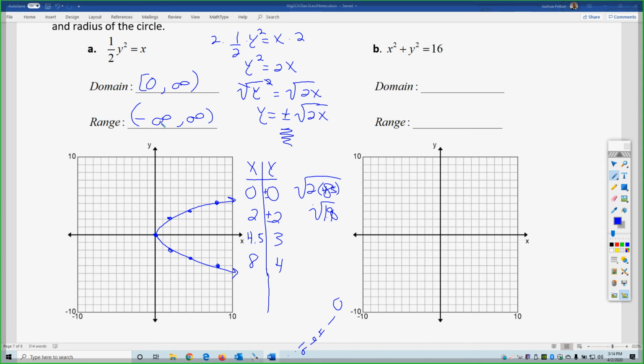The next one, if you have two squares, it's going to be a circle or an ellipse. In this case, it happens to be a circle. So I'll solve for y. x squared plus y squared equals 16. I'll subtract x squared, so I get y squared equals 16 minus x squared. And we'll square root.